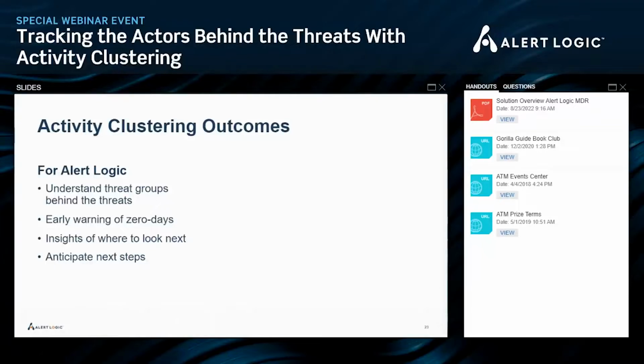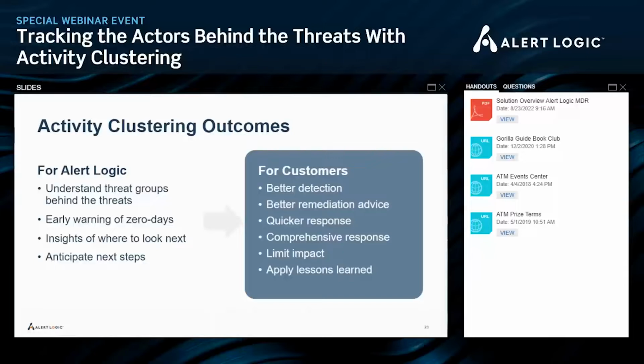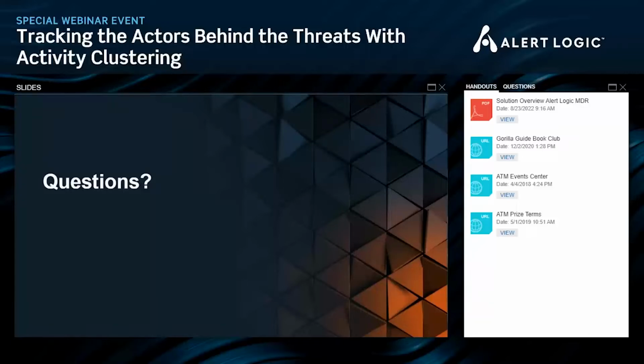So quicker mean time to detection, which ultimately means quicker mean time to respond for our customers, which means less impact from a compromise, which ultimately is what we're all about here at Alert Logic. So I think that kind of covers off there and allows us to really use better detection, better remediation advice, and quicker response, and more comprehensive response as well. I think we touched on that earlier. Thank you very much for joining us, and thank you, Gareth, for taking us through activity clustering.